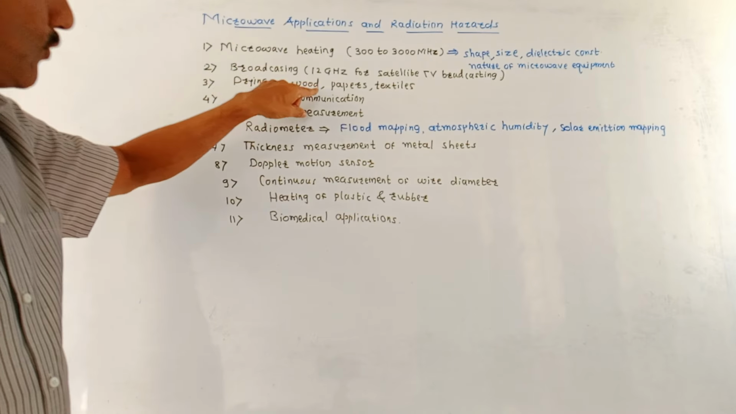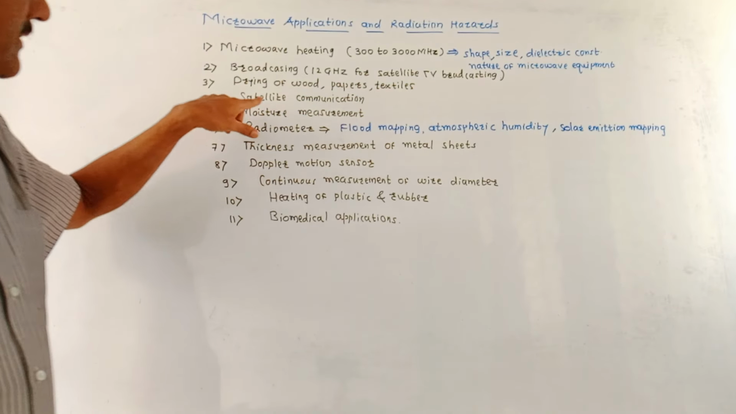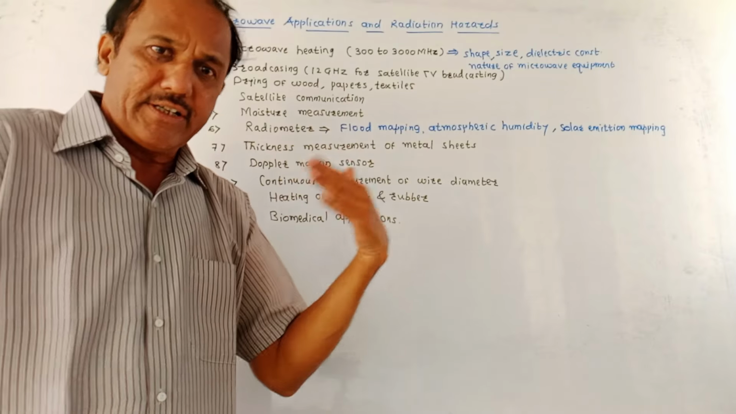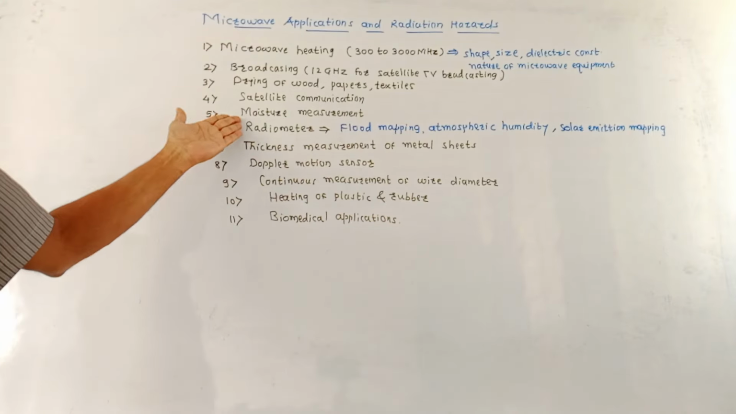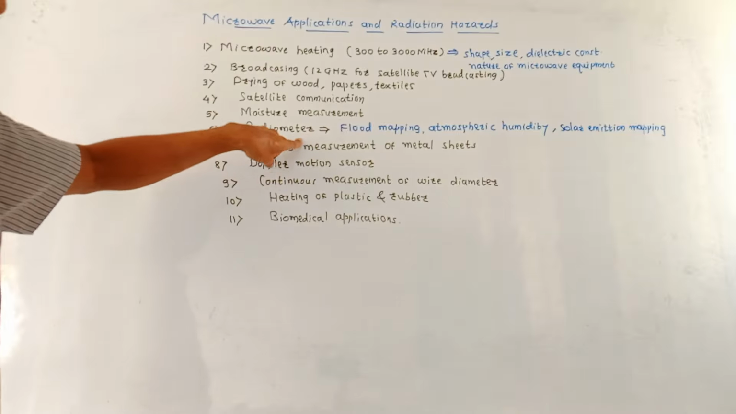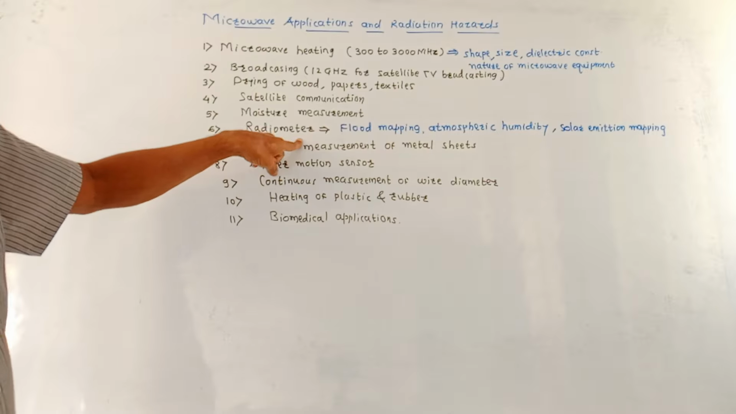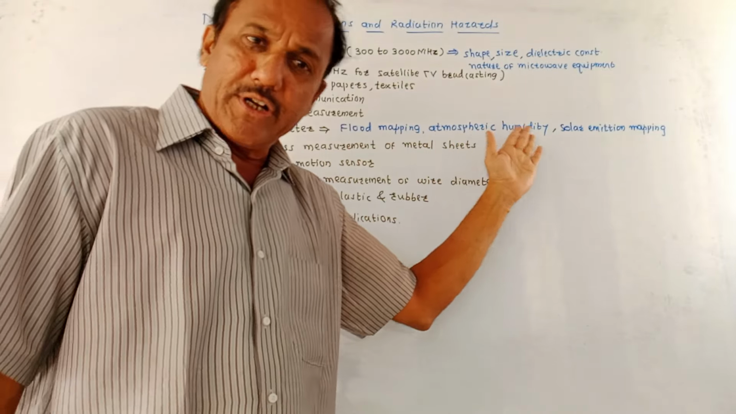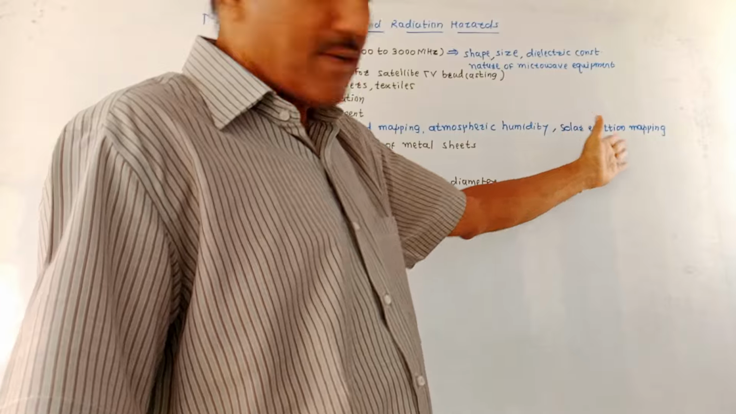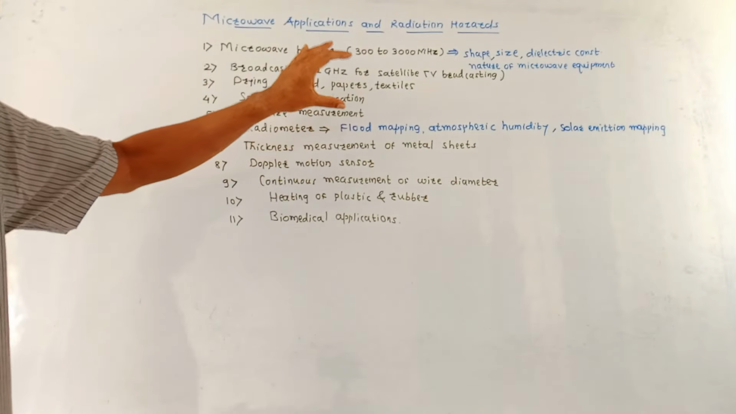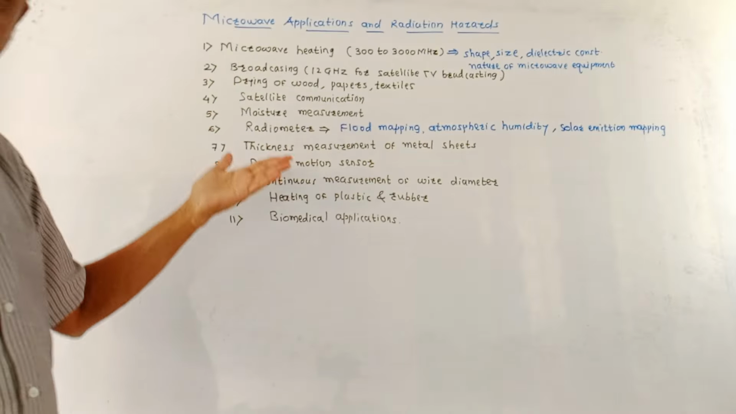Then for drying of wood, paper, textiles. Then in satellite communication, because these microwave signals can penetrate through the ionosphere. Then for the measurement of moisture content. Then another important application is the radiometer. It is used for flood mapping, atmospheric humidity measurement, solar emission mapping and so on. Then thickness measurement of certain metal sheets in rolling machines.